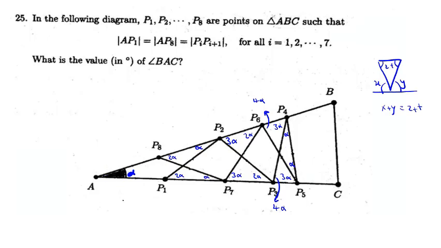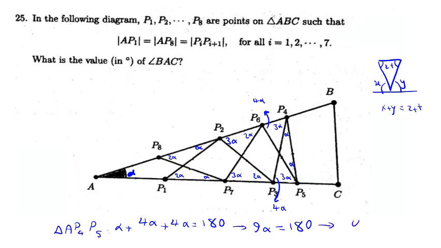Now we say, what if we consider triangle AP4P5? Alpha plus 3 alpha plus alpha plus 4 alpha plus 3 alpha plus alpha plus 4 alpha equals 180 degrees. So 4 plus 4 plus 1 will be 9. 9 alpha is 180 degrees, so we can conclude alpha equals 20 degrees. So the answer is equal to 20.